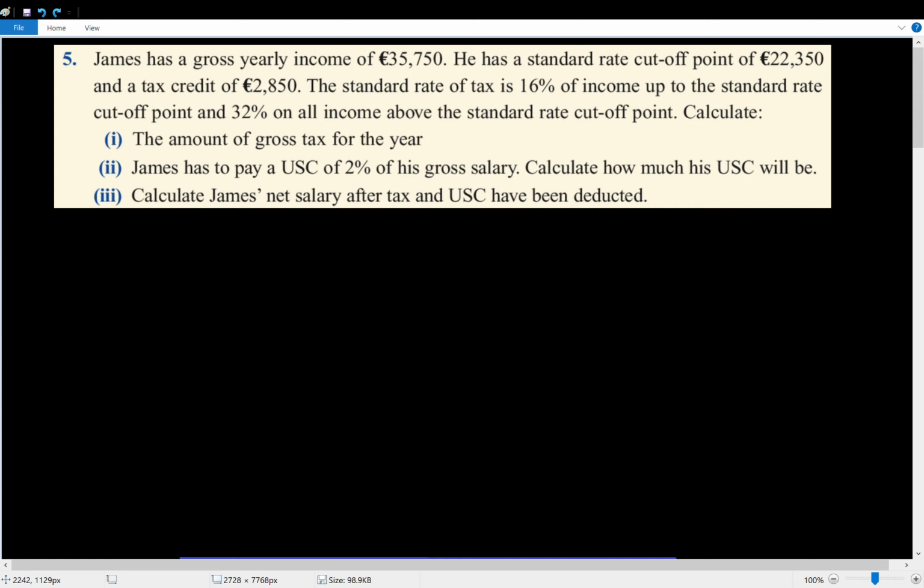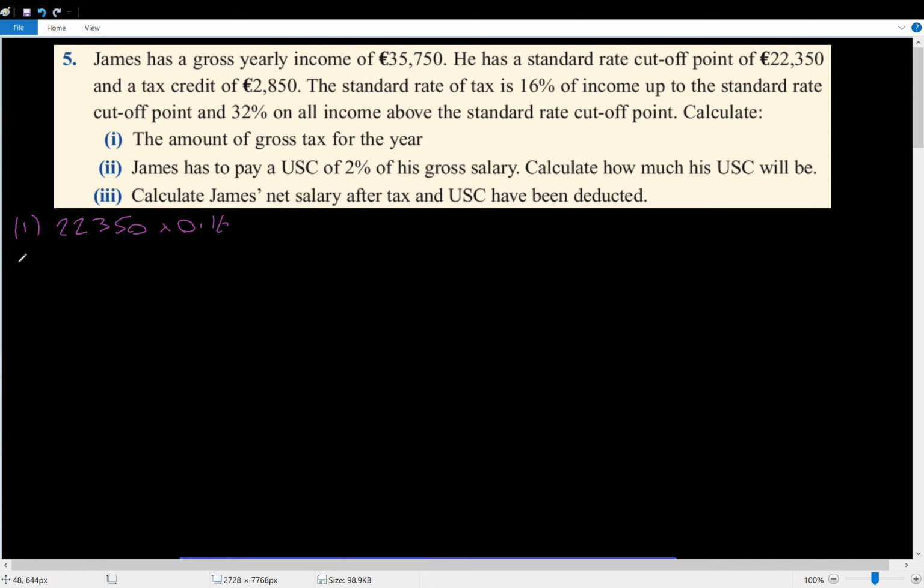Alright, so we'll start at the start with part 1. We're going to calculate his gross tax. The gross tax is going to be calculated in two parts because of the standard rate cutoff. So the standard rate of tax of 16% is paid on everything up to that cutoff point. So our first bit is going to be 22,350 multiplied by 0.16, because that's going to be the 16% of income up to the standard rate.